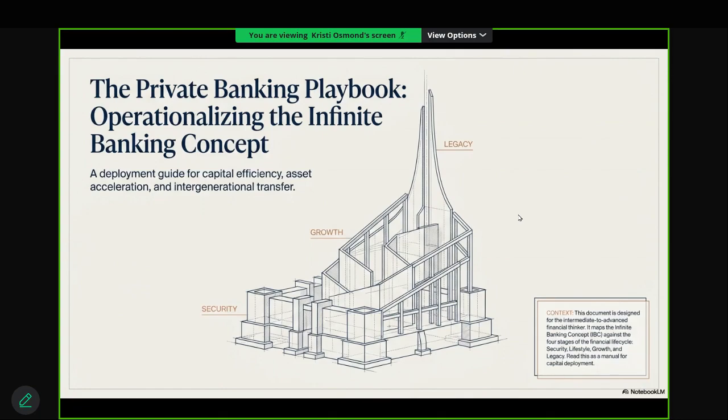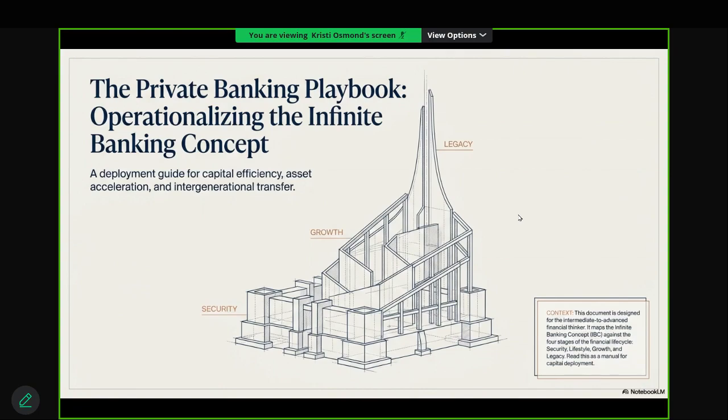Okay, so this is kind of like the private banking playbook. Oh my gosh, I can't even say that word. I am still recovering from a head cold, and my brain fog is getting to me. Okay, operationalizing the infinite banking concept. This will give a little overview on the concept, but mostly look at policy uses and where it comes into play. We're going to cover different ways that people use the policies to do all these different things.